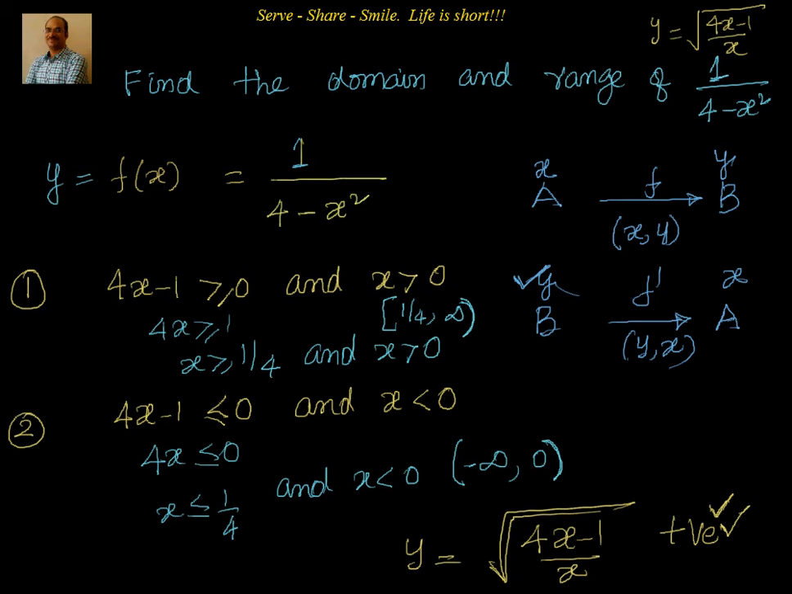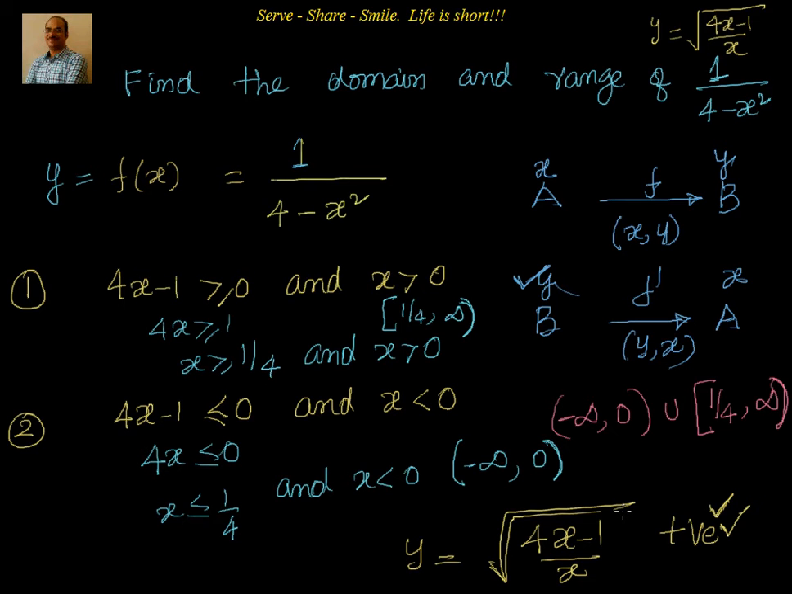That means my answer for this particular function, the domain of the inverse function or the range of the original function, is given by minus infinity to 0 union 1 by 4 comma infinity. So this is how we can find out the range of a function. The logic is very simple. To find out the domain, there are only two constraints you have to see.